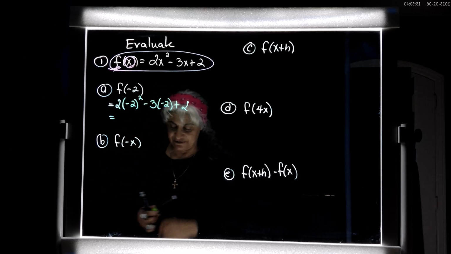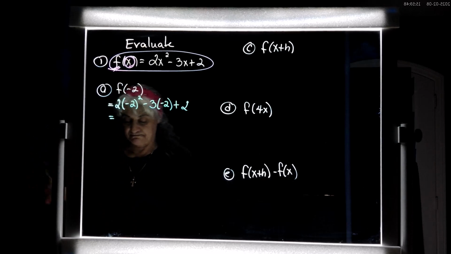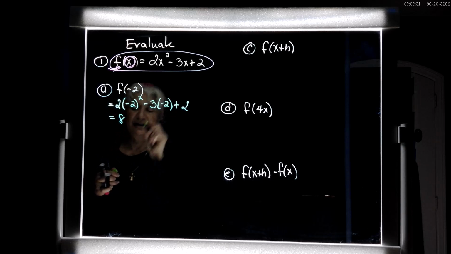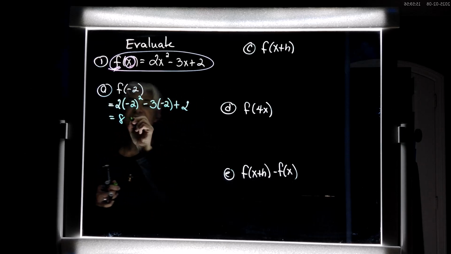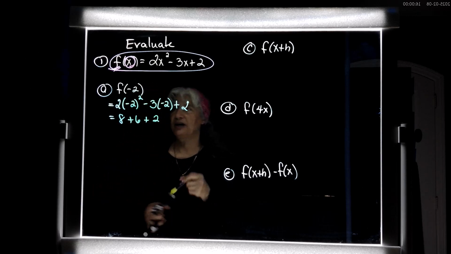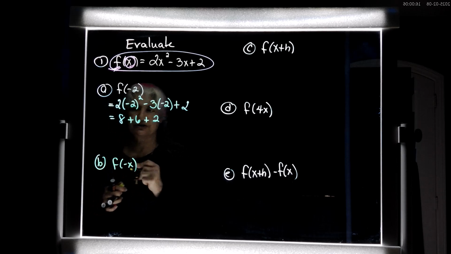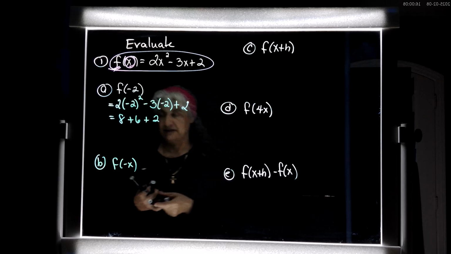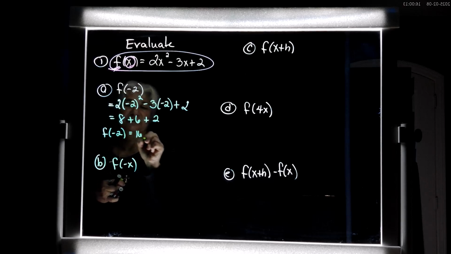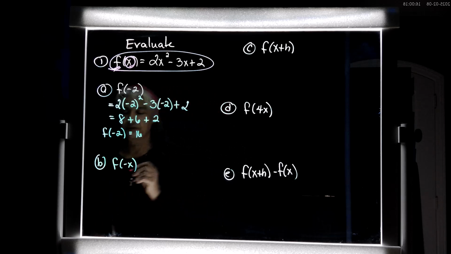All right, what's negative 2 squared? 4. What's 4 times 2? 8. Okay, so this is 8. And then plus 6. And then plus 2. Excellent. And when you add all those together, tell me what you get. 16. Good enough. So f of negative 2 equals 16. Lovely. Good?